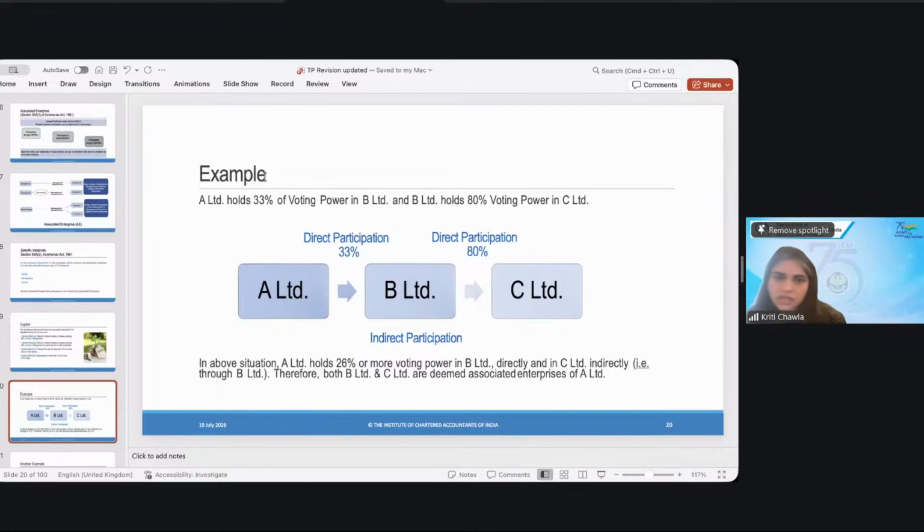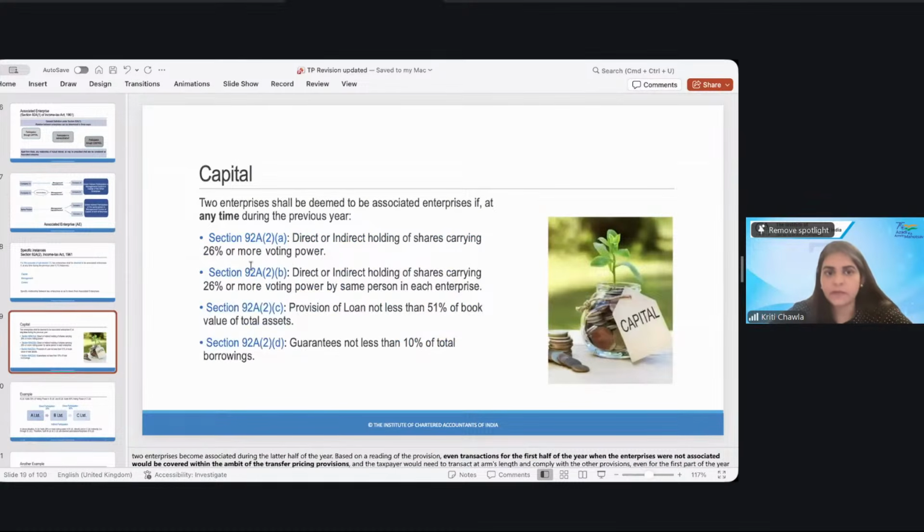And B is associated to C, and because B is associated to C, this is the reason C will also be associated to A Limited through an indirect participation. So A is associated to B is associated to C. This is the reason A, through this particular intermediary, which is B Limited, it's called indirect participation, it will be associated to C Limited. So that is what indirect participation really talks about.